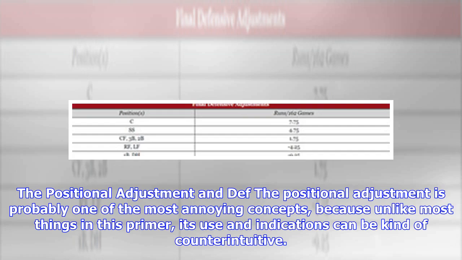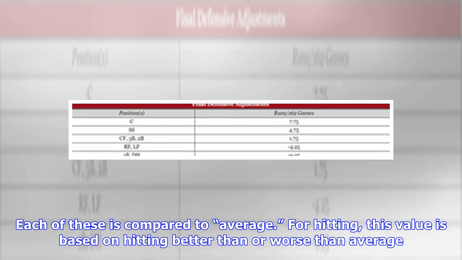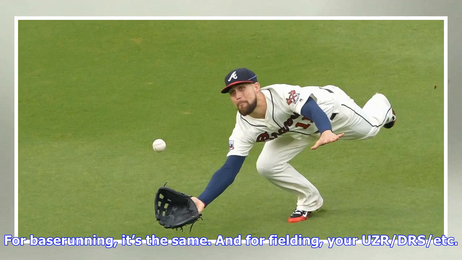The positional adjustment in depth. The positional adjustment is probably one of the most annoying concepts, because unlike most things in this primer, its use and implications can be kind of counterintuitive. Basically, here's the idea: there's hitting value, there's base running value, and there's fielding value. Each of these is compared to average. For hitting, this value is based on hitting better or worse than average. For base running, it's the same. And for fielding, your UZR, DRS, etc.